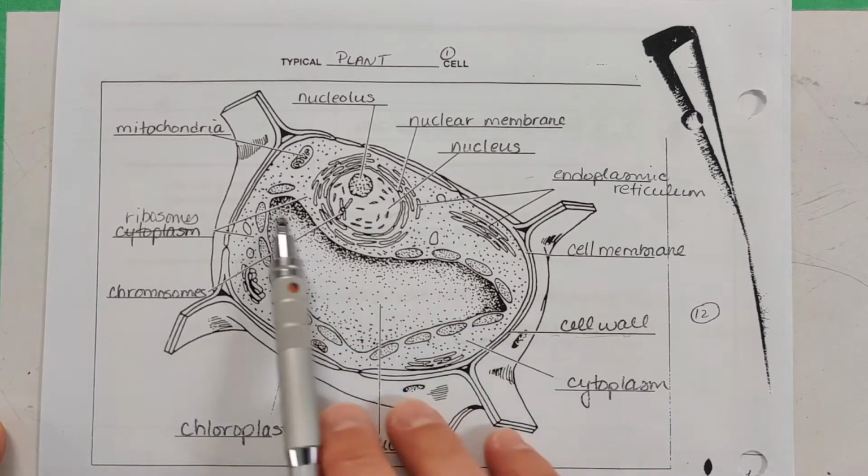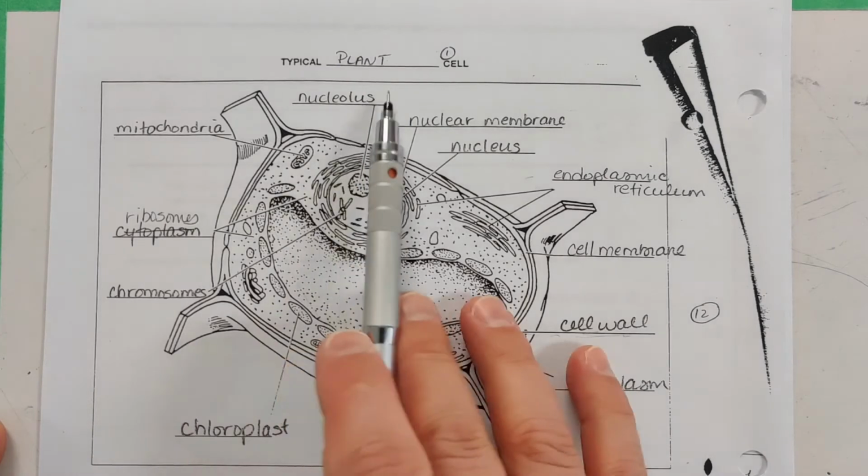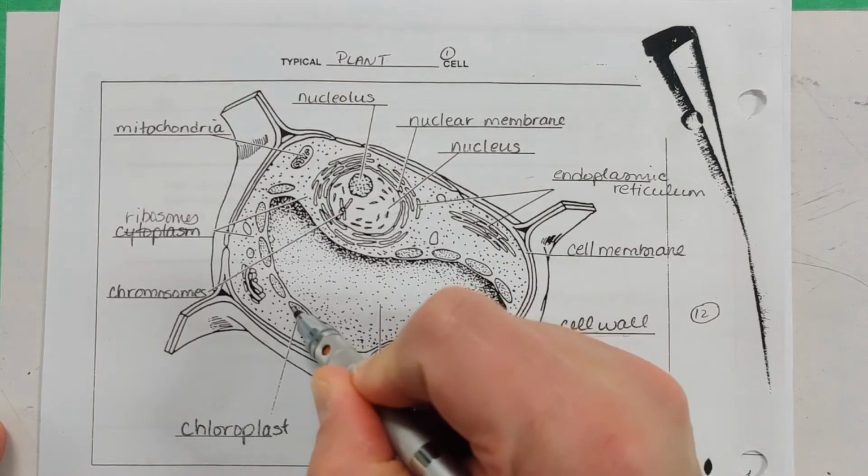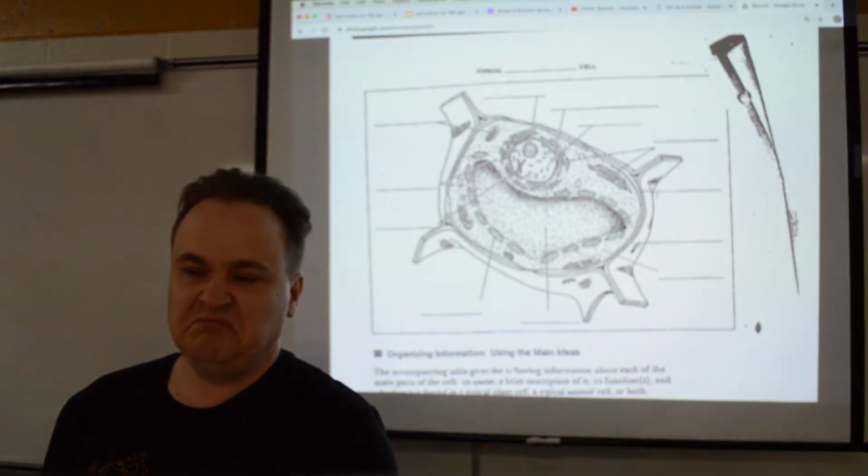Vacuole is the largest organelle in a plant. Chloroplast, a little hard to see. I like pancakes in there. Pancakes are good.